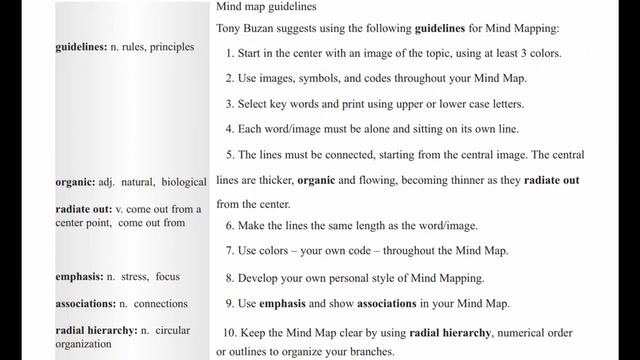Mind map guidelines. Tony Buzan suggests using the following guidelines for mind mapping. Number one, start in the center with an image of the topic, using at least three colors. Number two, use images, symbols, and codes throughout your mind map. Number three, select keywords and print using upper or lowercase letters. Number four, each word slash image must be alone and sitting on its own line. Number five, the lines must be connected, starting from the central image. The central lines are thicker, organic, and flowing, becoming thinner as they radiate out from the center.